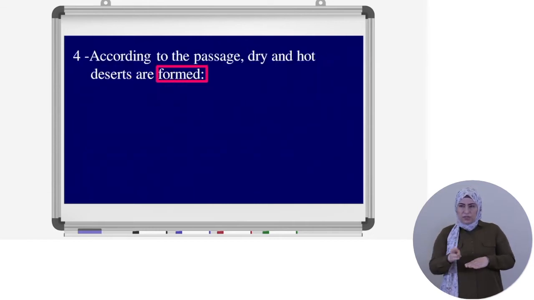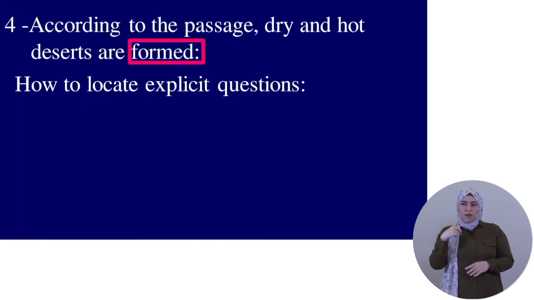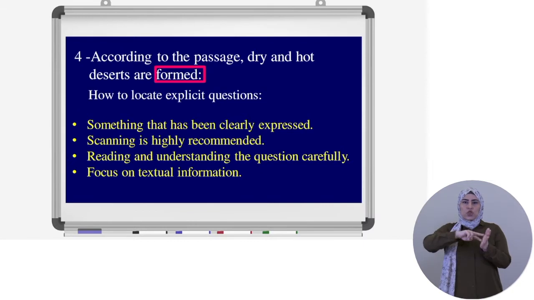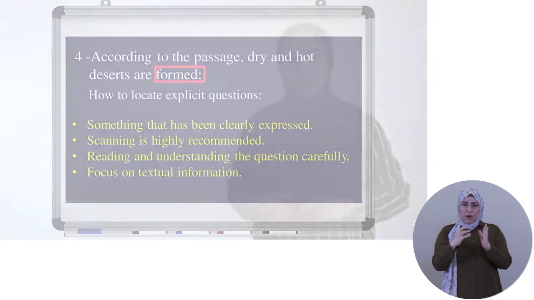Question number 4. According to the passage, dry and hot deserts are formed. How? So how do we locate explicit questions? Something that has been clearly expressed in the paragraph. You can also scan the paragraph. Try to understand the question carefully and understand the paragraph you're reading.